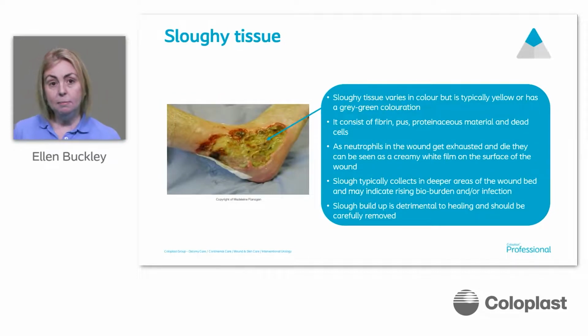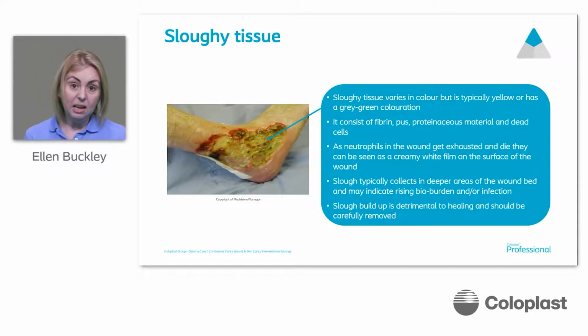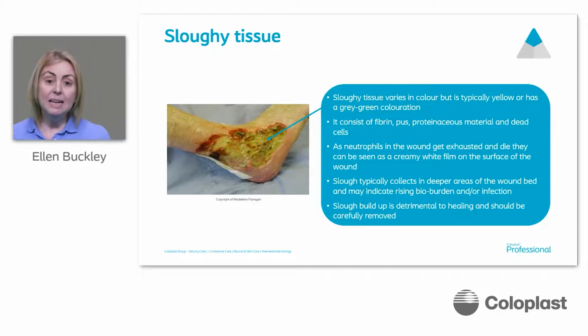So another tissue type might be sloughy tissue, and this again will vary in colour. It's usually yellow, but can appear grey or green in appearance as well. And again, it's made up of pus, dead cells and material on the wound bed, and the longer it's there, the more delayed that wound healing is going to be. So we need to again think about, in our management objectives, if we are going to remove this sloughy tissue and how we are going to approach that in our treatment plan for the patient.